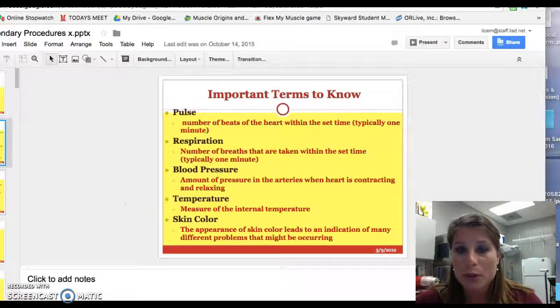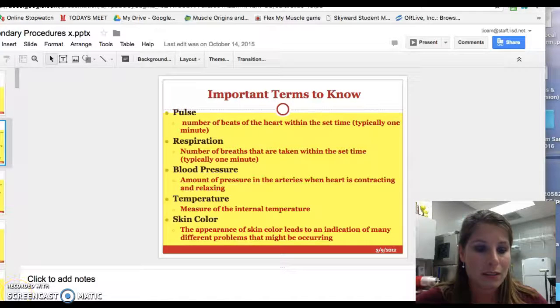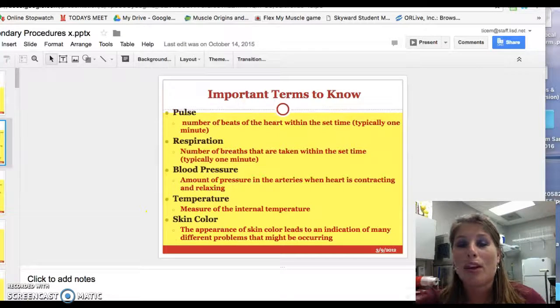Temperature, you guys are all familiar with. We will talk about internal temperature, and we'll lead into a little bit more of this topic when we talk about environmental injuries, which is our next chapter. Next term is skin color. In this chapter we're going to learn about a few different colors that can indicate a specific condition that's going on with your victim.